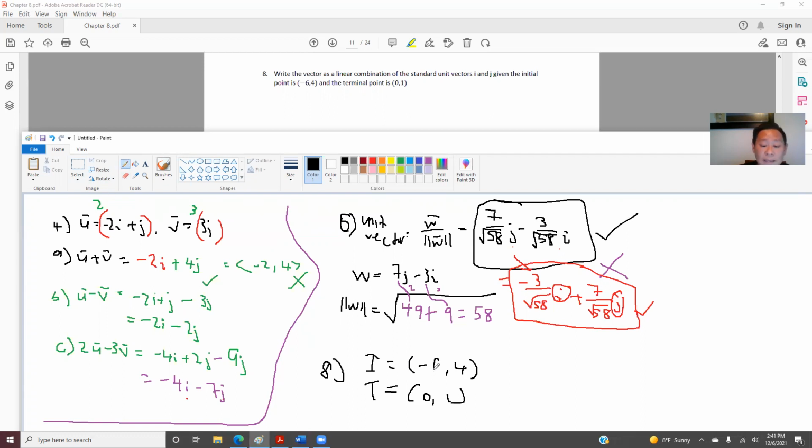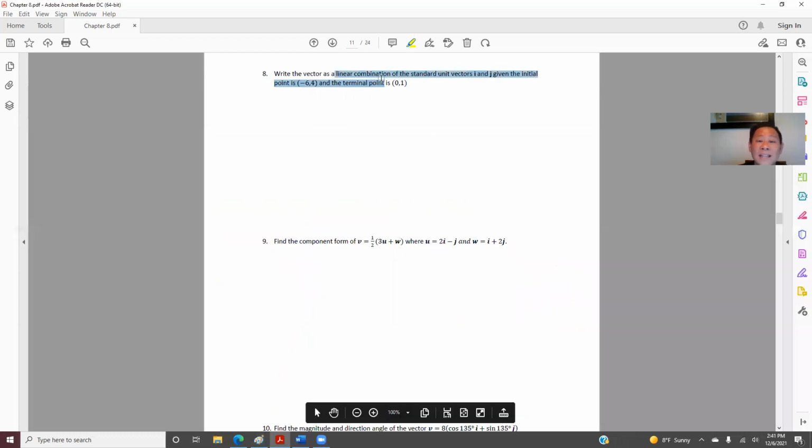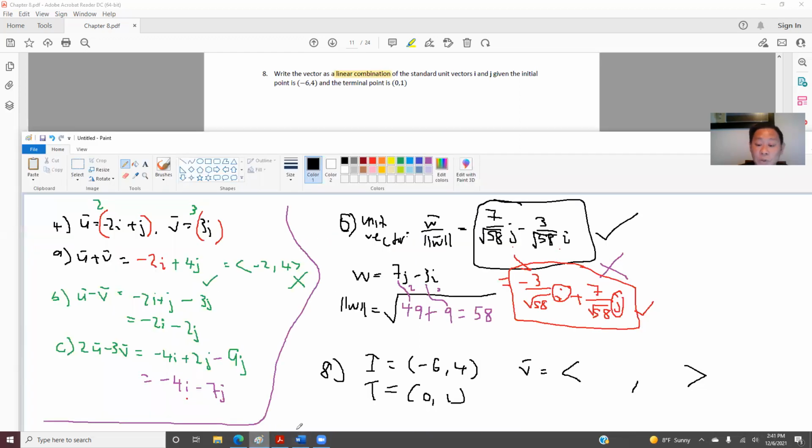This is the same thing we just did on the first example, but in the first example we did it in component form. If you remember, the vector v is in component form. We can still do the same thing here, but for this question they want it in a linear combination form, so you just need to change to i and j after that.